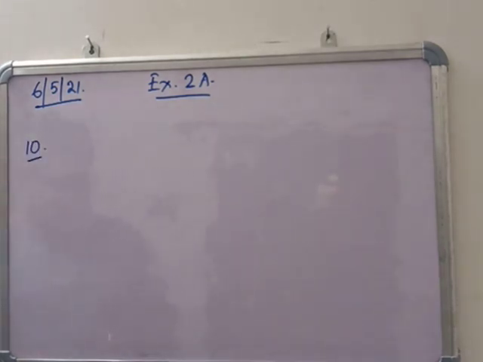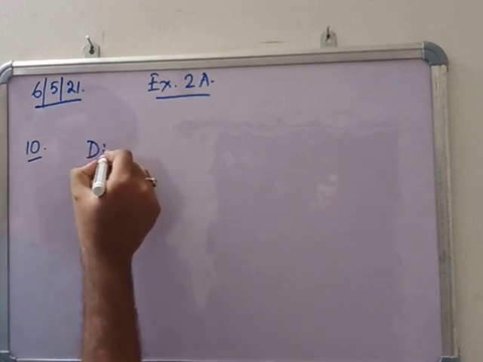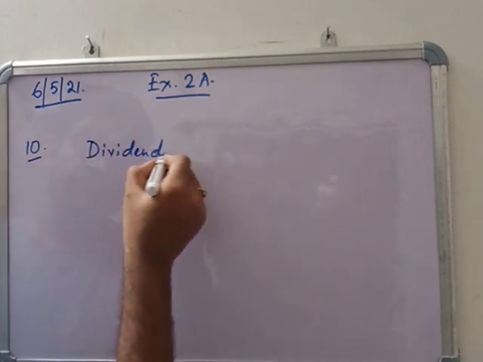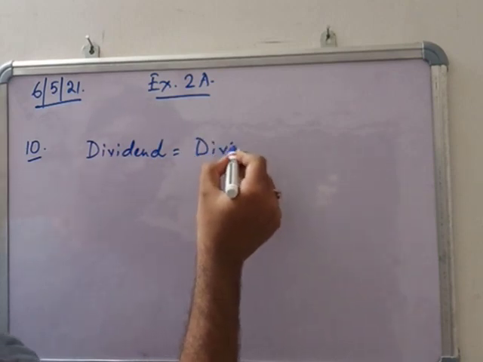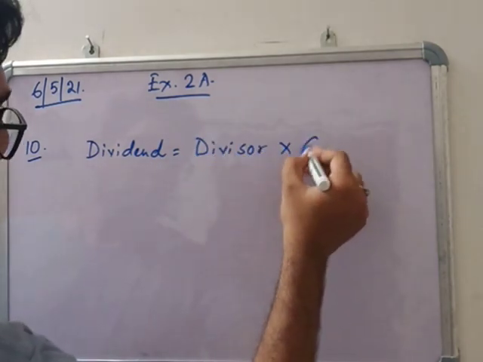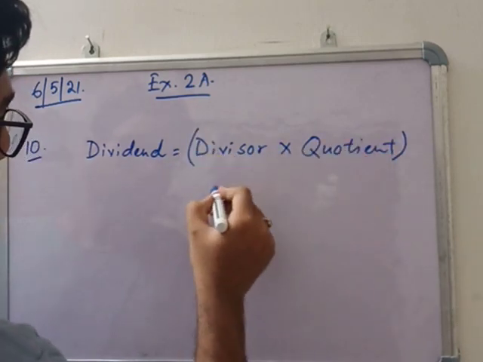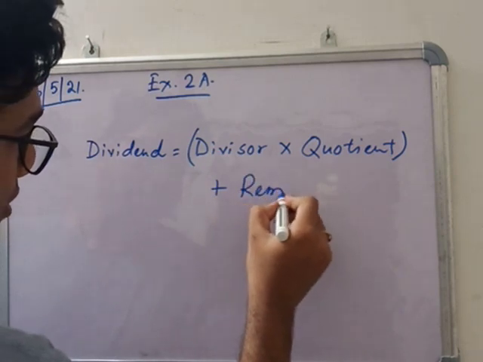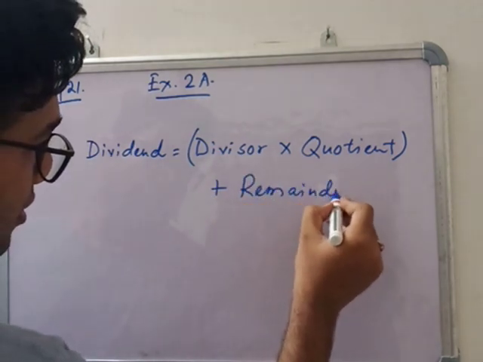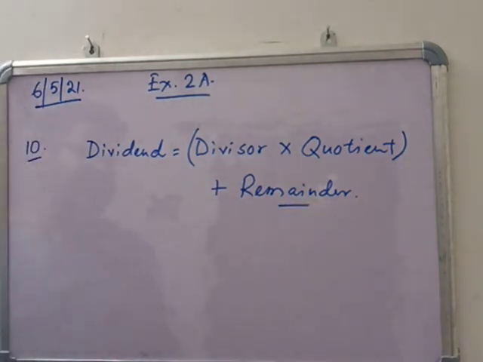In number 10, divide and verify the answer by the division algorithm. So the division algorithm means that dividend equals divisor into quotient plus remainder. So this is the division algorithm. Now we are going to express this in the division algorithm.